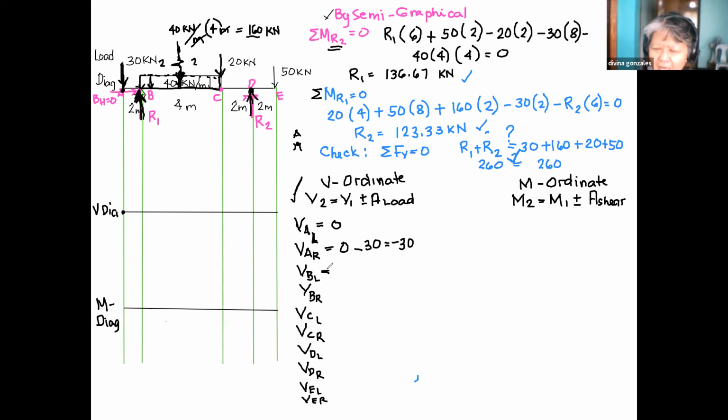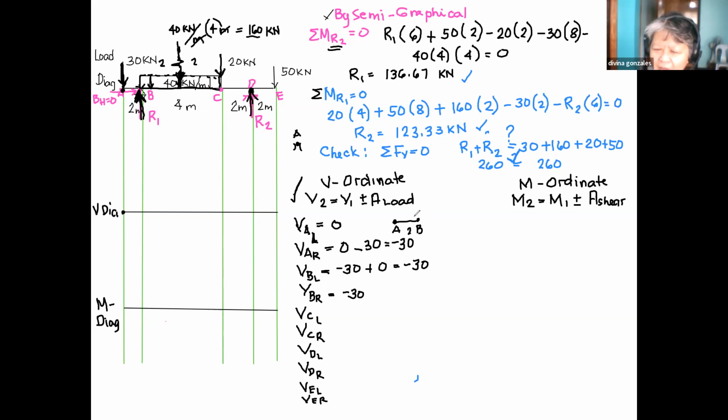Okay, when I go to B left, the shear at B left is equal to shear at A right, na negative 30. Actually, from A to B, malayo yan, 2 meters yan eh. Kaya lang, on top of that 2 meters, wala naman tayo nakikitang load. Kahit na i-add mo 2 meters, wala namang intensity ng load there, so you have to add 0. So B left is negative 30 plus 0, negative 30 pa rin.